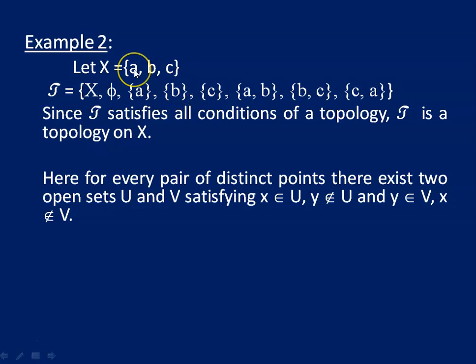Similarly, for the distinct pair of points a, c. So for every pair of distinct points, there exist two open sets U and V which satisfy the condition that U contains x but not y and V contains y but not x. So this topological space is a T1 topological space.